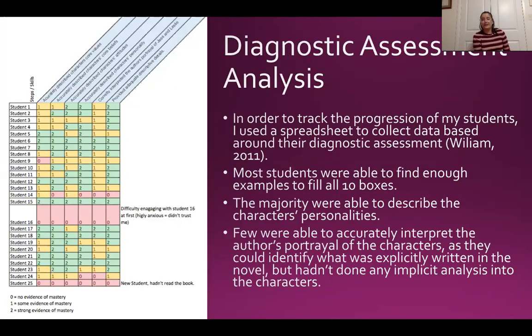So up on the screen now, I used an Excel spreadsheet to track the progression of my students because I wanted to see how they progressed over the term. As you can see, most students were able to put in enough detail to get proficient, strong mastery. A lot were also quite good at describing the personalities of the characters. Where we did see a lot of students not quite reaching the mark was with accurately portraying the characters as the author intended them to be seen.